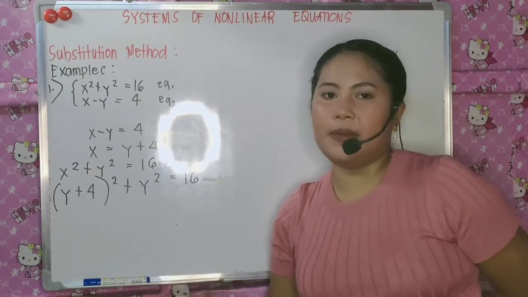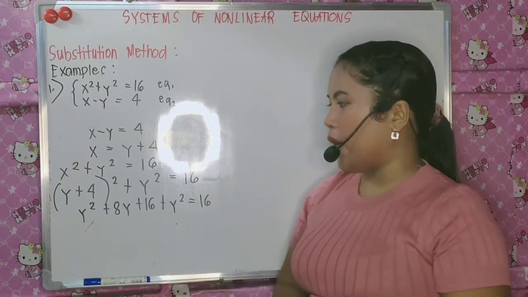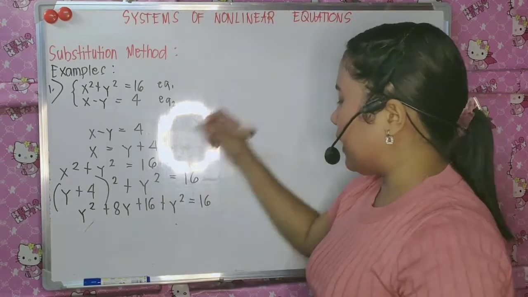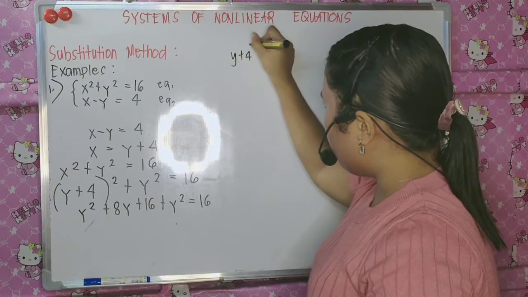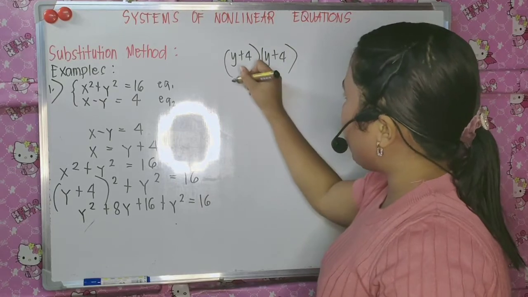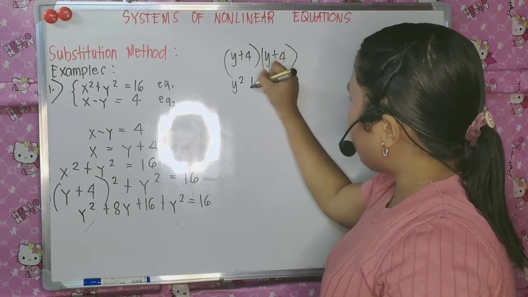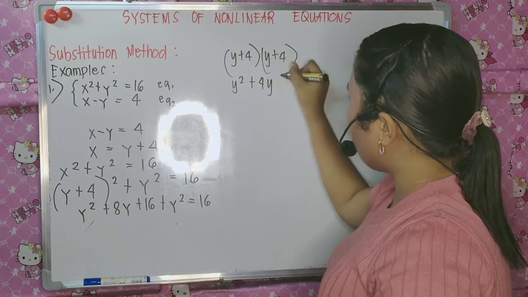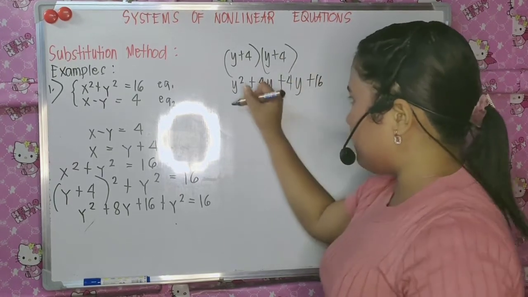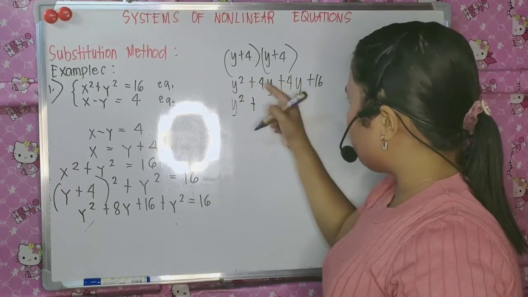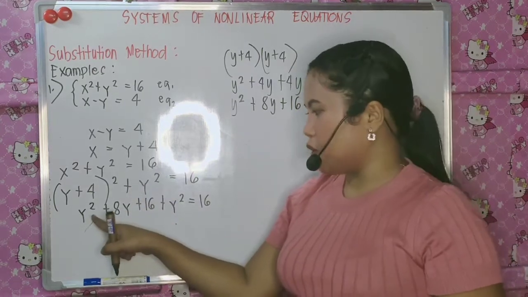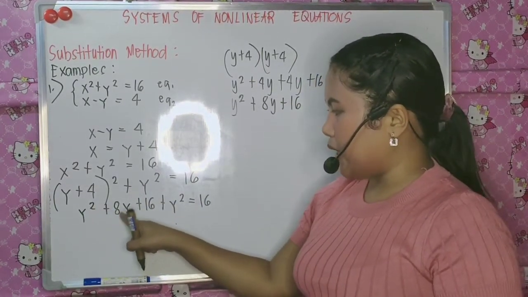Of course, FOIL method yung gagamitin natin. FOIL method of y plus 4 times y plus 4, isolve natin siya para makuha natin kung tama ba. So, y times y, we have y squared. Y times 4, we have 4y. Then, 4 times y, 4y. Then, 4 times 4, we have 16. So, simplify natin: y squared plus 4y plus 4y, we have 8y, plus 16. Kaya ganito siya: y squared plus 8y plus 16.